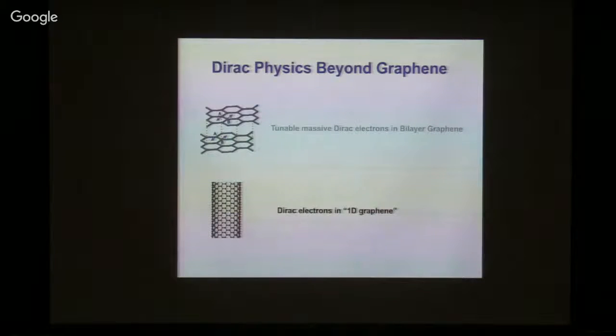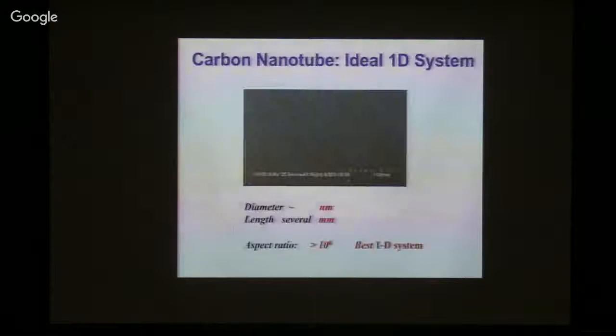Next, I would like to turn to what happens if we look at a one-dimensional object like carbon nanotube. Carbon nanotube, to some extent, is the best 1D system that you can think of. It has a diameter of about 1 nanometer, but the length can be millimeter long. And in addition, this kind of system actually is almost defect-free. You can have almost perfect structure along the nanotube.